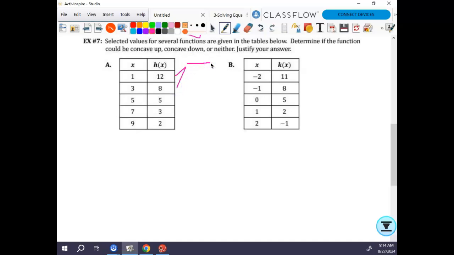I like to start with my x's because they go on the bottom. So 3 minus 1, then I line it up. 8 minus 12. 8 minus 12 is a negative 4 over 2, which gives me negative 2. Yes? All right. Then y'all go ahead and find the other 3 rates of change here, because now we're going to go from 3 to 5.